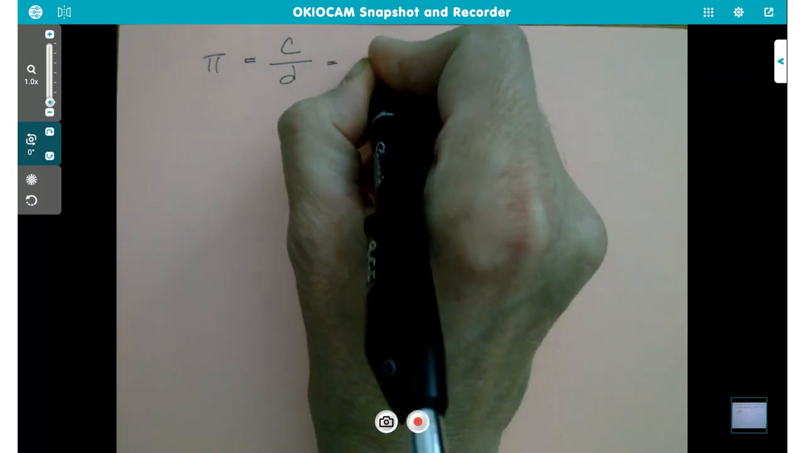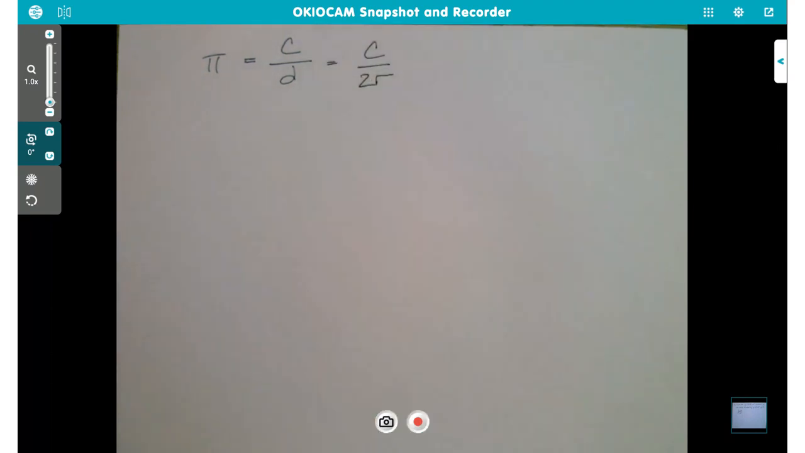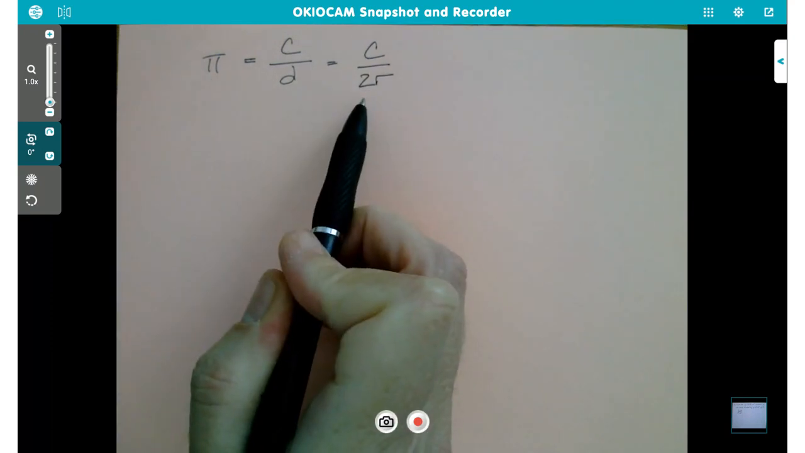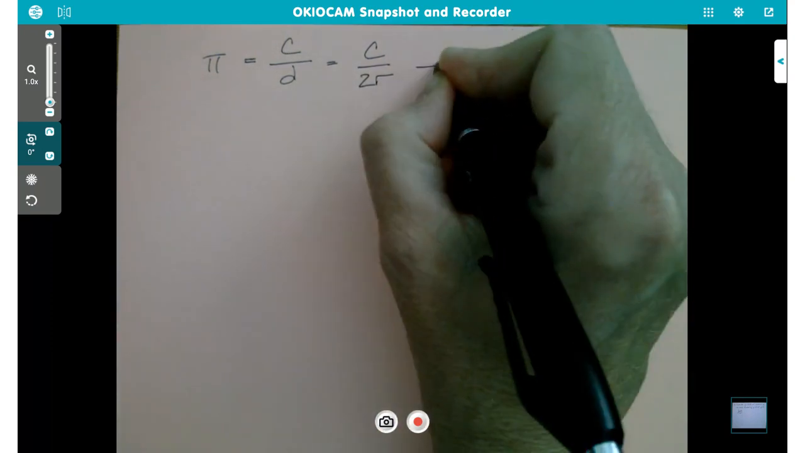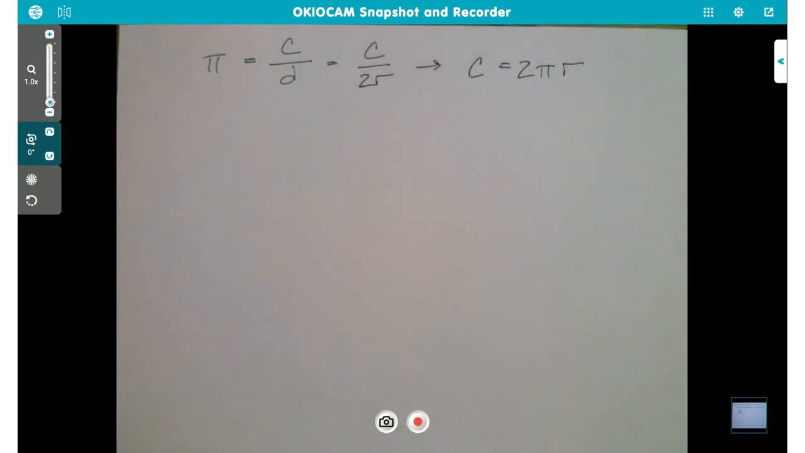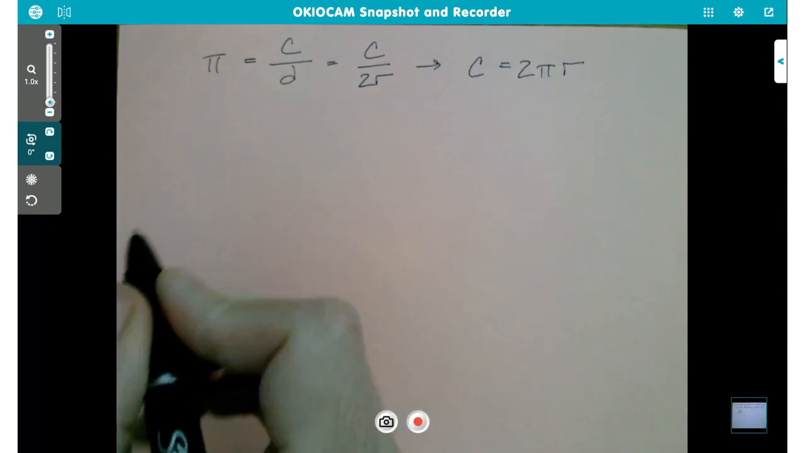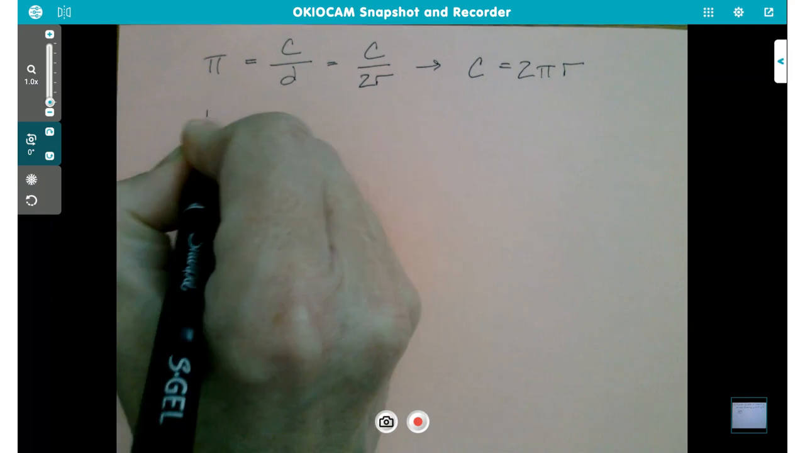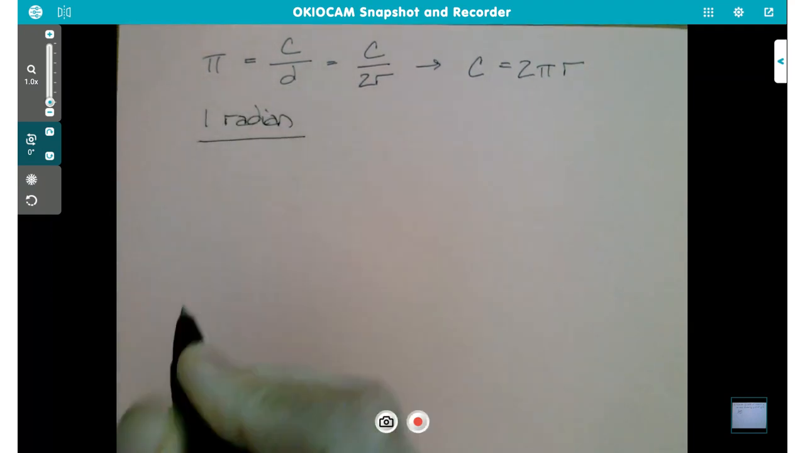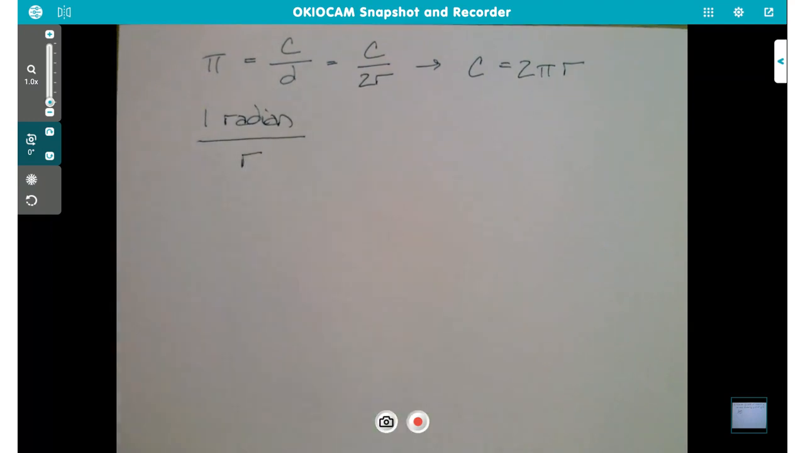We also know the diameter is 2 times the radius, so I'm going to write it like that. If I multiply the beginning and the end here by 2 times the radius, we have the circumference of a circle is 2 times pi times the radius, which might be familiar. We're going to use that in a second. We know from the definition, 1 radian cuts off an arc of the circle whose length is equal to the radius of the circle.